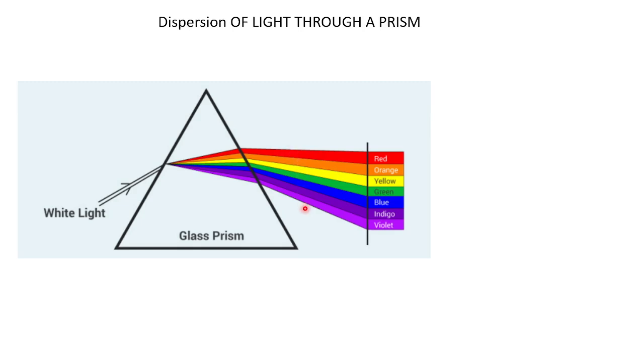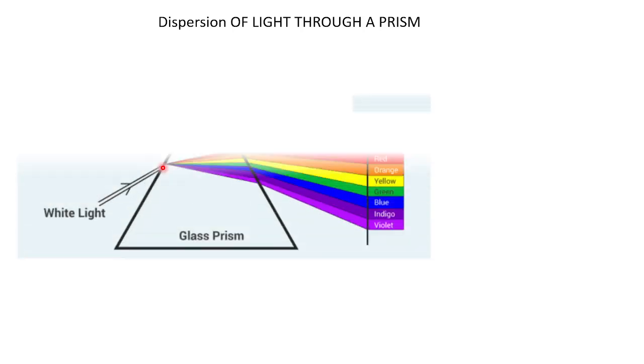The emergent ray consists of 7 colors: red, orange, yellow, green, blue, indigo. Indigo is similar to violet color. It is a color lying between blue and violet. So the final emergent ray consists of 7 colors of light if I use white light.